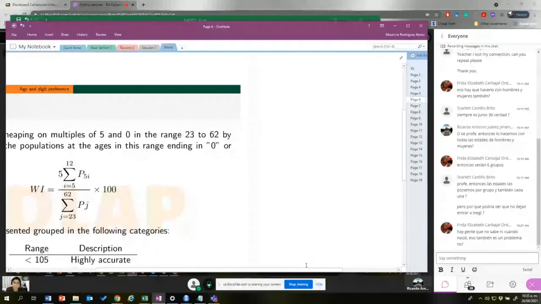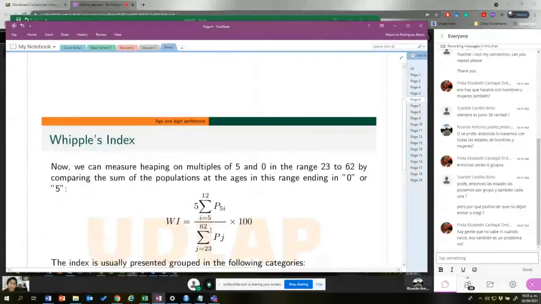So if we do this, we can estimate how bad this is, okay? So we're gonna use the age range from 23 to 62. Now, if everybody is reporting their age the way they should, then these two numbers should be about the same, right? If everybody is actually reporting their age. So if they're about the same, then the best case scenario is this is 100, because this should be close to 1 times 100, that would be 100.